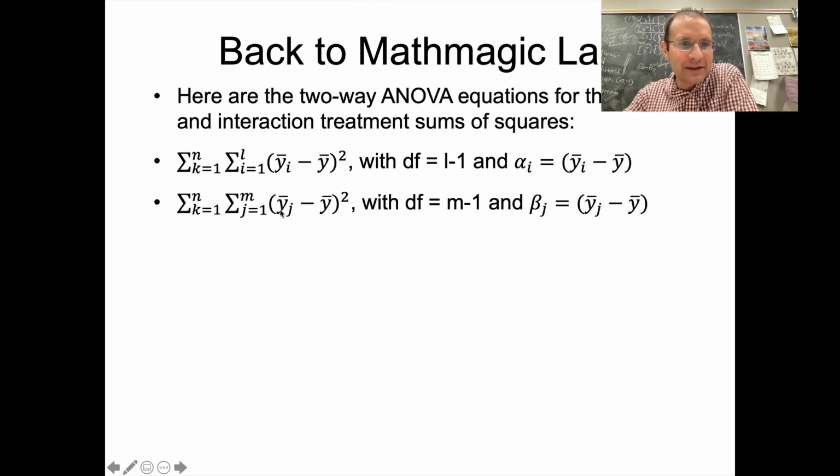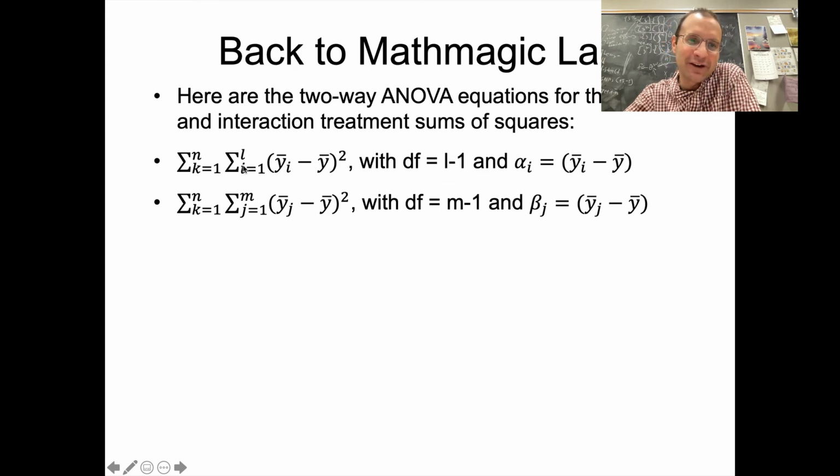So yeah, I'll point out here that these are basically the treatment effects, right? So y bar sub i minus y bar overall, we're going to call the treatment effect alpha sub i. And then y bar sub j minus y mean overall is going to be the beta sub j treatment effect over here. We'll use those as abbreviations later on. I'll also point out for these main effects, their degrees of freedom is basically the number of levels in that factor minus 1, because that one other degree of freedom gets sucked up by calculating the mean for them.